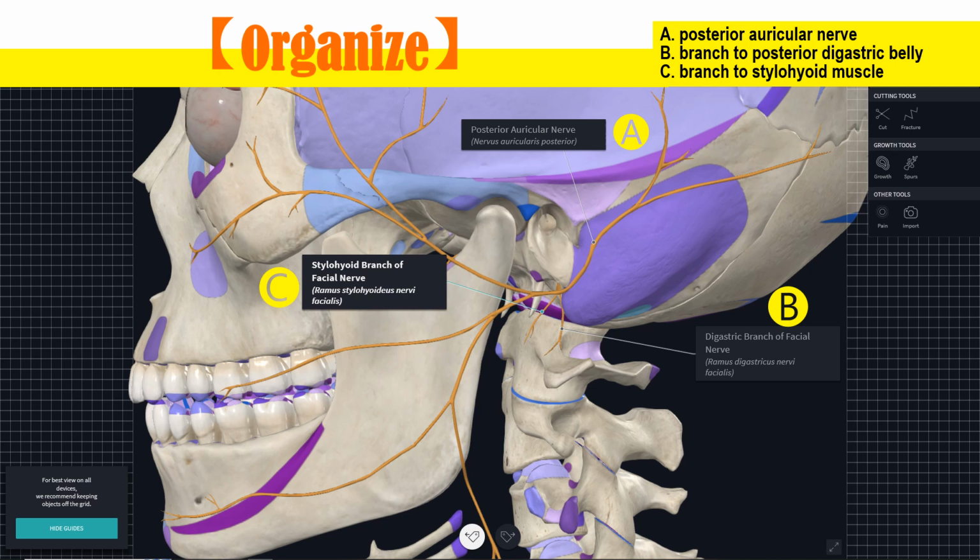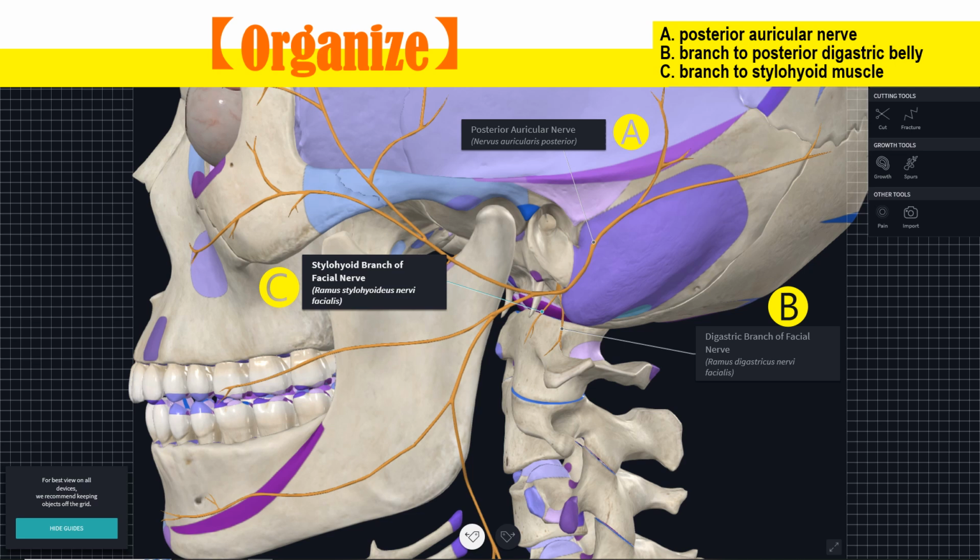The first branch, A, travels towards the back of the head, but before reaching the back of the head, it passes through the ear. Therefore, A is called the posterior auricular nerve. It has two branches. One branch goes to the ear for sensation, known as the auricular branch, and the other branch goes to the back of the head.